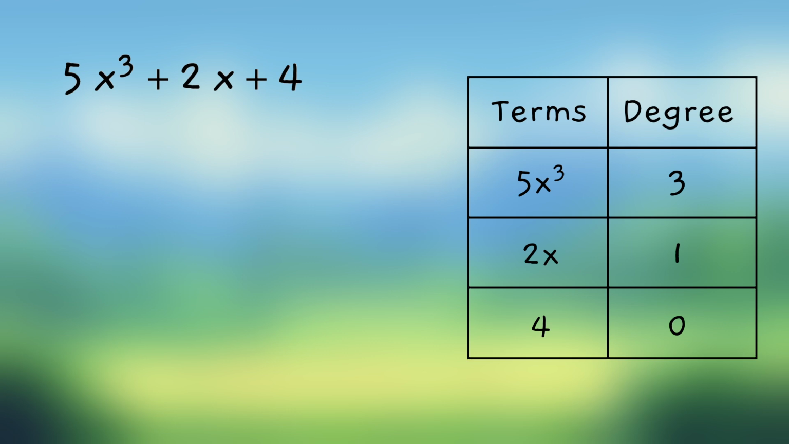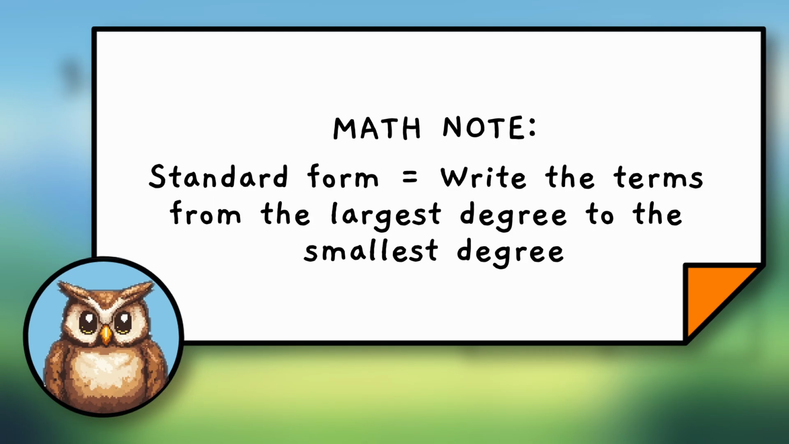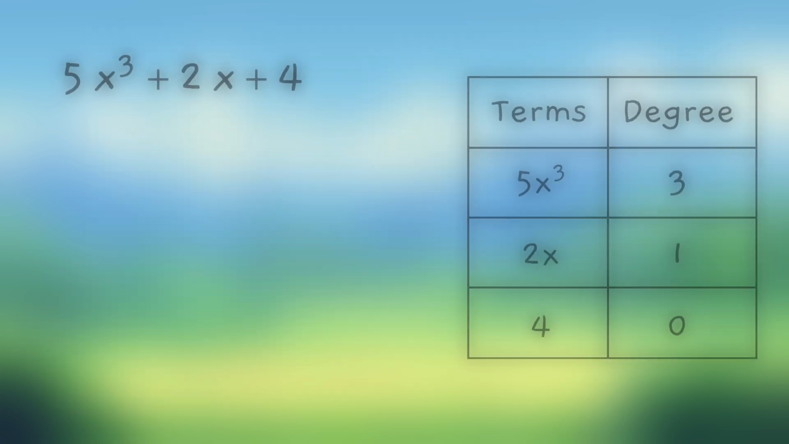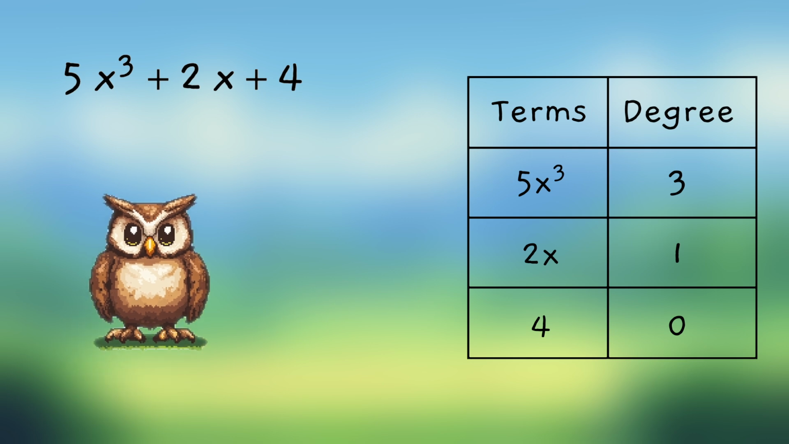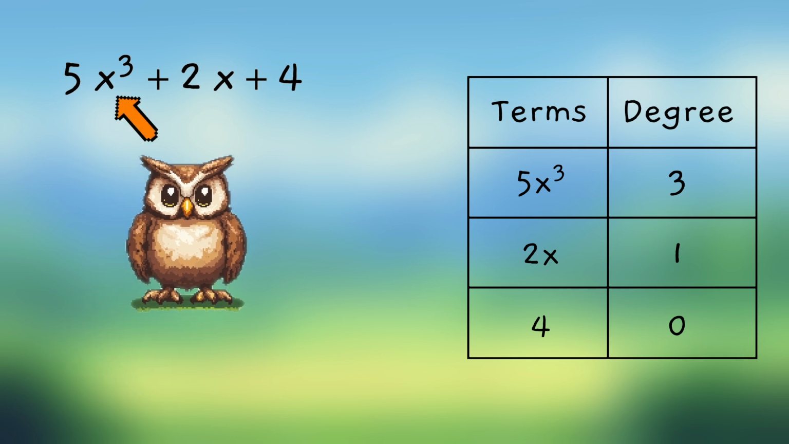So the definition of the standard form is actually simple. Write the terms in order of degree from the largest degree to the smallest degree. So the largest degree is 3. That's for the term 5x cubed. So we write 5x cubed first. The term with the next smallest degree is 2x. So we write that next. And then finally, the last term has degree 0. So then we write the constant term 4.